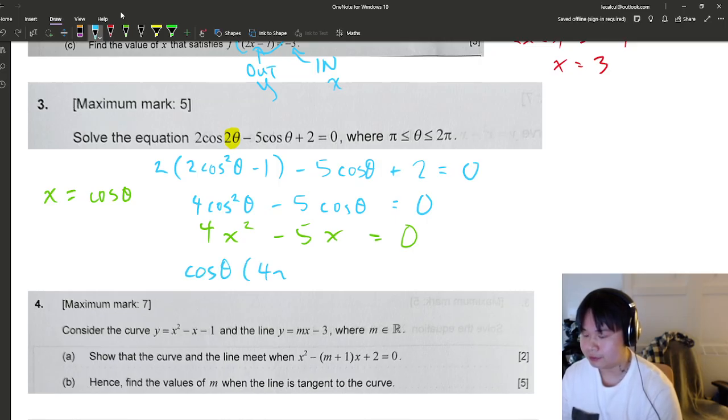So you would get 4 cosine theta minus 5 equals 0. And then, right, you would literally factor out the x.